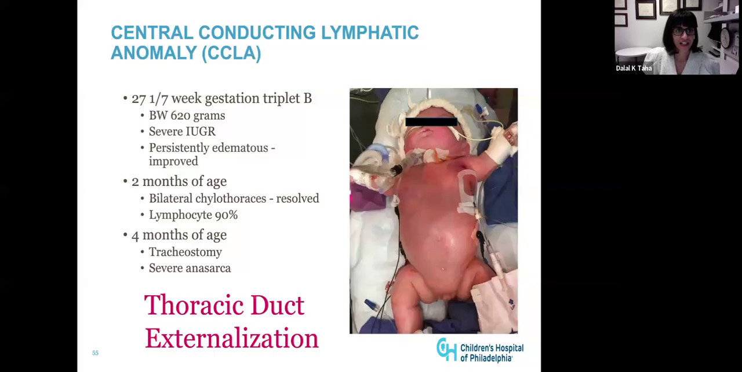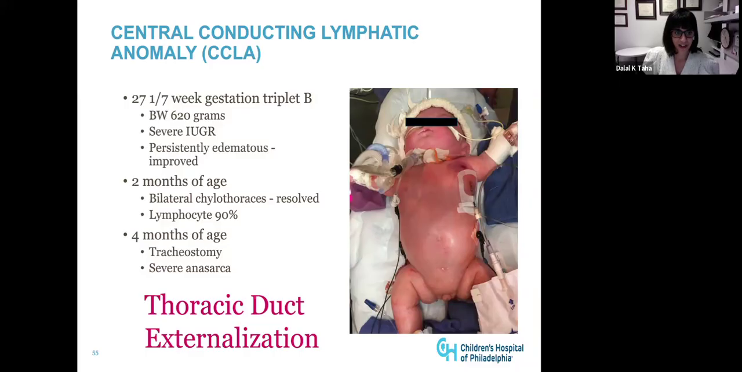And finally, I'm going to go over an example of CCLA that we ended up doing a thoracic duct externalization. This was a preemie triplet who at birth was very edematous, uncharacteristic for her gestational age. And that seemed to get better on its own. And then at 2 months of age, she had bilateral chylothoraces, and then they resolved on their own. And then at 4 months of age, because of severe BPD, she got a tracheostomy and developed the severe anasarca that you see in this photo.